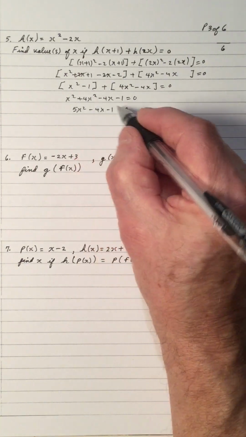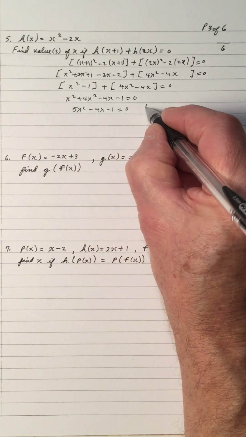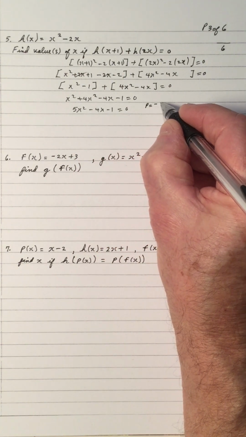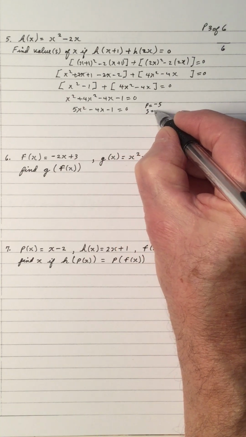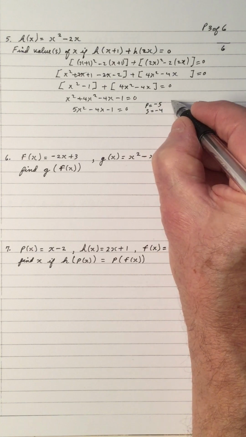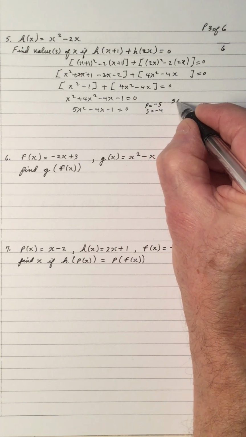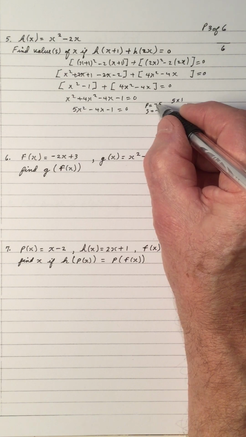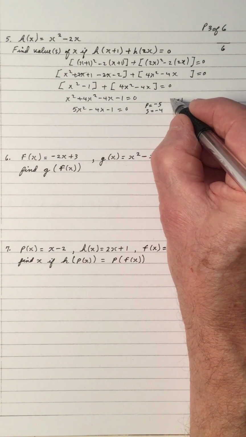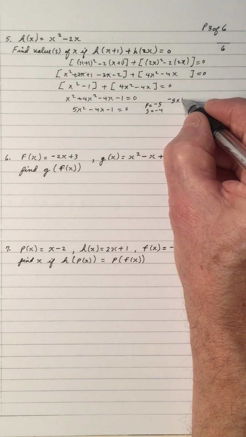Let's try factoring. 5 times negative 1, so the product is negative 5. Sum is in the middle, so the sum is negative 4. So the factors of 5 are 5 and 1. And we have the negative product, so we have to have positive and negative. So it's a negative 5 and 1.